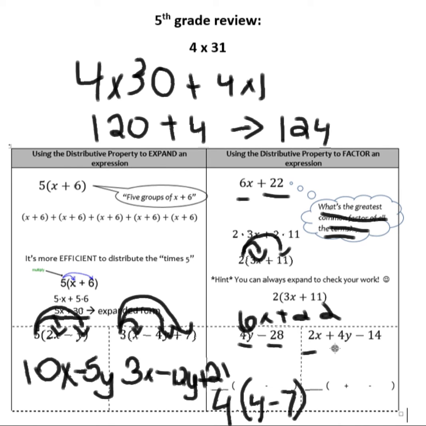2x plus 4y minus 14. The greatest common factor between 2x, 4y, and 14 would be 2. So I take out a 2. 2x divided by 2 is just x. 4y divided by 2 is 2y. 14 divided by 2, we'd have a minus 7.